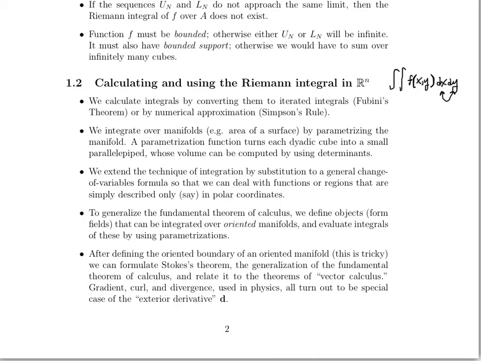And so what we'll be doing here is we will take these form fields, integrate them over oriented manifolds, learn all about orientation, how to create parametrizations that preserve or reverse orientations, and then we'll be able to evaluate integrals of these by using these parametrizations. And then at the very end, after defining the oriented boundary of an oriented manifold, that is again a little challenging, takes a bit of practice, we can formulate this generalized version of the fundamental theorem of calculus, which is called Stokes' theorem.